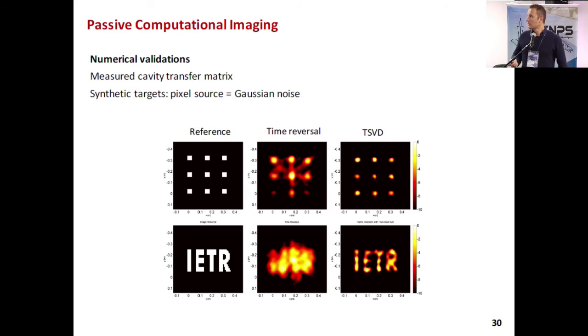Okay. So some numerical validation. We are using the transfer function of the cavity that has been measured, but as a target, we put synthetic data. So here you have a first example, here a second example. This is a reference, using time reversal inversion and using truncated SVD. These targets are pixel sources, they are Gaussian noises. Just to see that it's working fairly well using the truncated SVD.